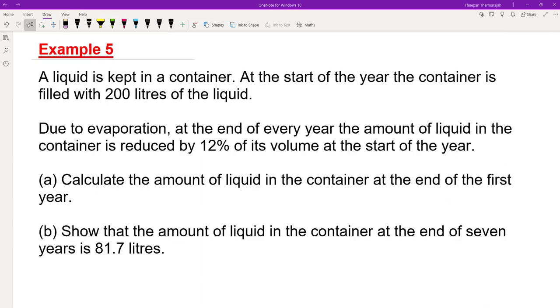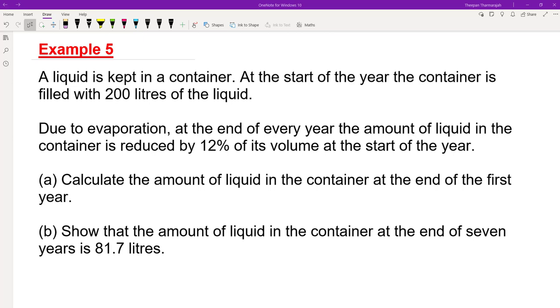Here's another question. You can give the question a try and then you can go through my worked solution. Okay, welcome back. It says a liquid is kept in a container. At the start of the year, the container is filled with 200 litres of liquid. Due to evaporation, at the end of every year, the amount of liquid in the container is reduced by 12% of its volume at the start of the year. Calculate the amount of liquid in the container at the end of the first year.